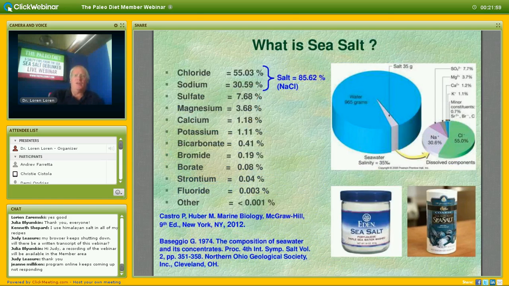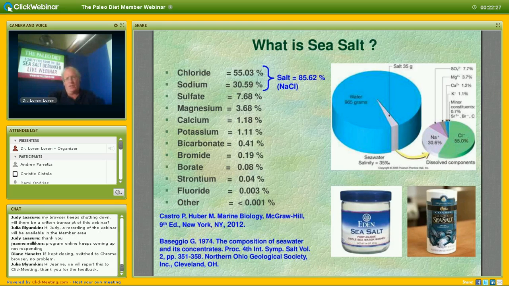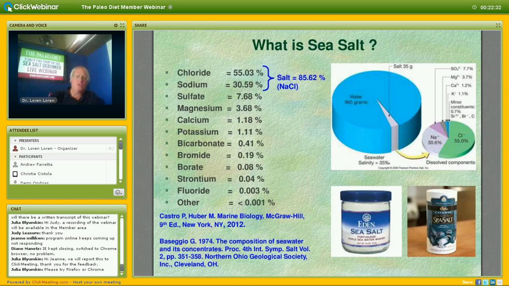And so here's a table of sea salt. Once we evaporate all the water, the remaining salts are chloride and sodium, and they comprise 85.62% of the salt in sea salt that we consume commercially. You can see sulfate, and magnesium, and calcium on down the line. There's bromide and borate and strontium and fluoride and all kinds of other elements. But I can tell you right now that from a nutritional perspective, most of this really doesn't matter. The big issue is the high salt content of seawater.